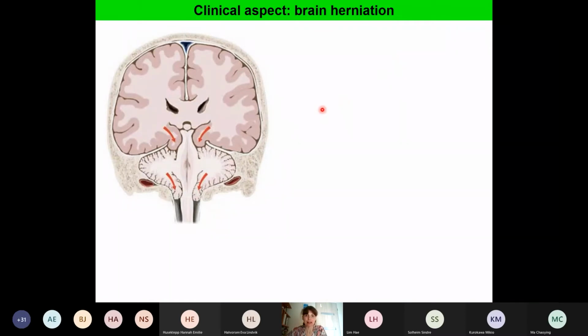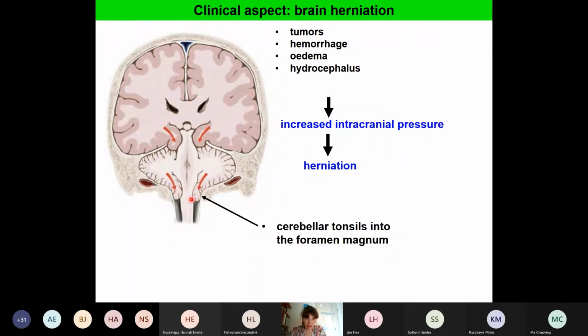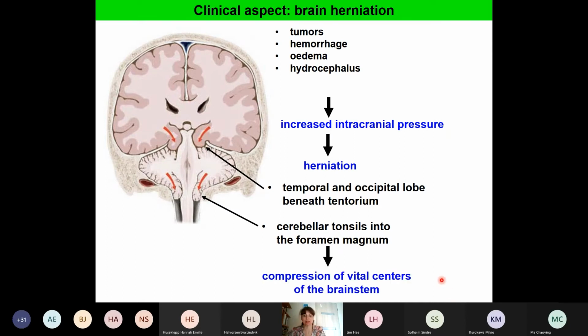But one more clinical aspect regarding these folds, if you have increased intracranial pressure due to a tumor, hemorrhage, hydrocephalus, or a mass in the intracranial space, it can lead to herniation. It means that the brain tissue will be shifted into a foramen, for example, into the foramen magnum. The cerebellar tonsils can be shifted into this, or under the tentorium, the temporal or the occipital lobe. You can see that these are now shifted beneath the tentorium, and this is a life-threatening situation, and it causes the compression of vital centers of the brainstem.